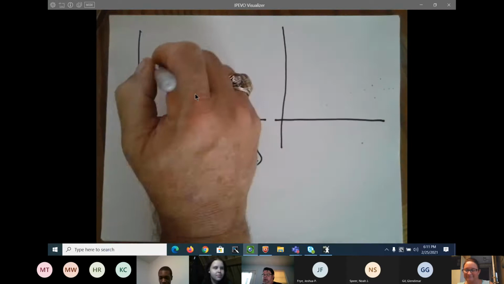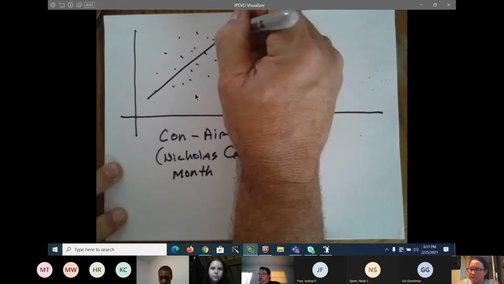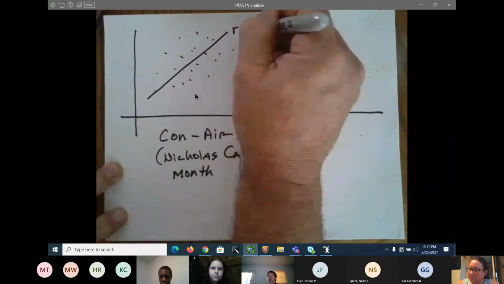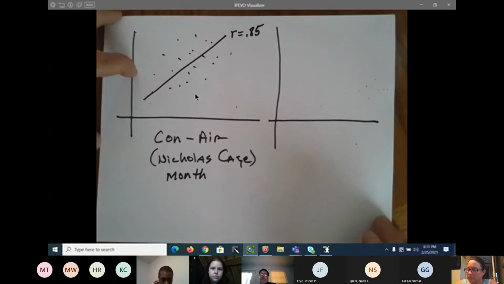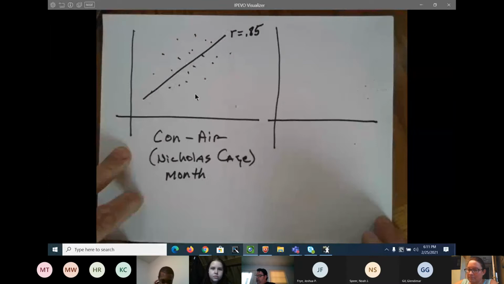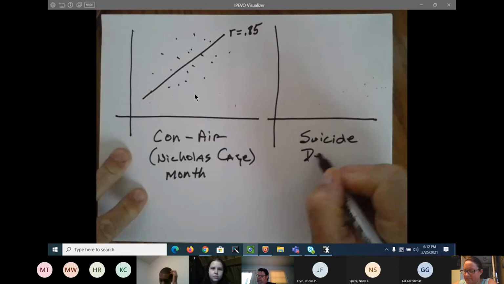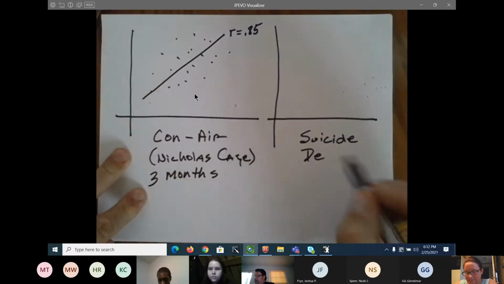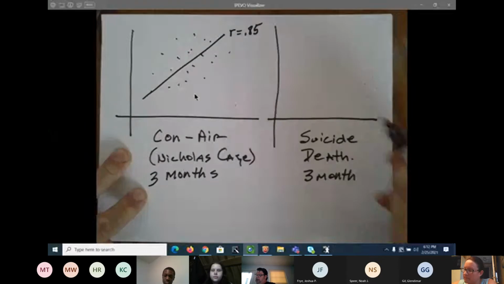And here are the ticket sales for the Nicolas Cage movie for a month. It looks like this, with an R equal to 0.85. And then I go to the hospital and I pull the records for suicide rates for those same months. Let's say 3 months. Suicide deaths for those same 3 months. And it looks like this.